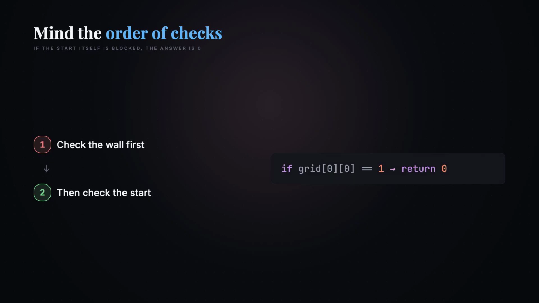And mind the order. Check the wall first, then the start. Because if the start itself is blocked, the answer is simply 0.